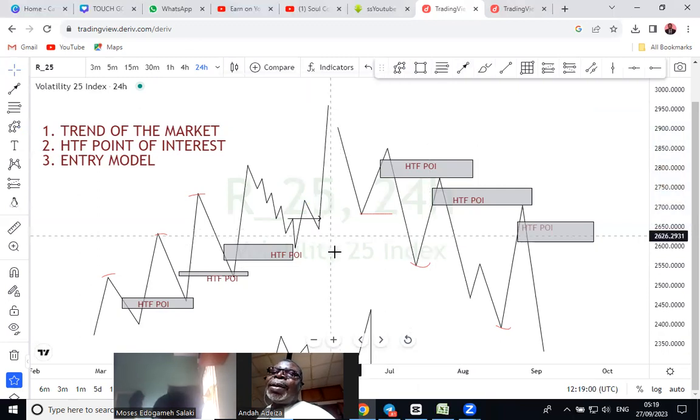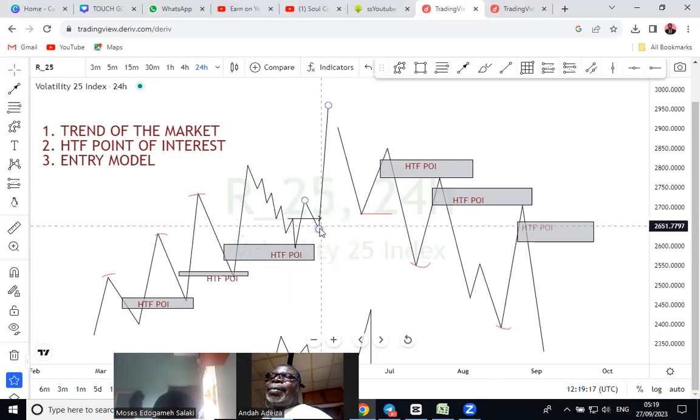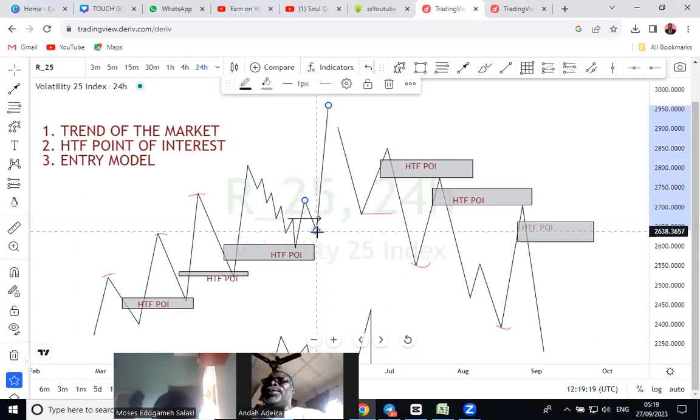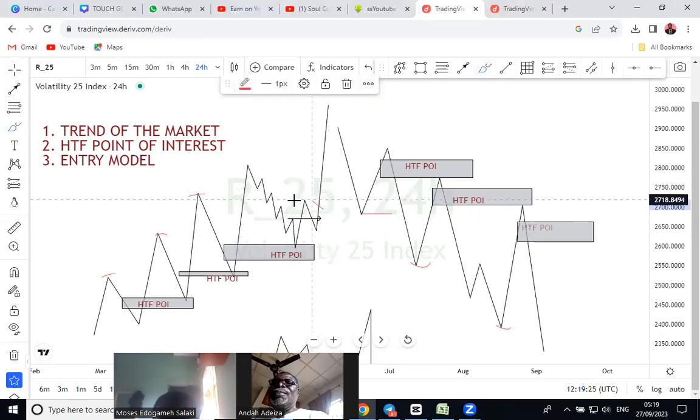So it's still the same thing. Price gave you a high, a low. Now price gave you a low, lower low, higher low, lower low. Price broke. So since price has broken, this is now a bullish formation. So in that bullish formation, that's what you now want to allow price to come and retest. Then you now enter from here. So this is your entry model.